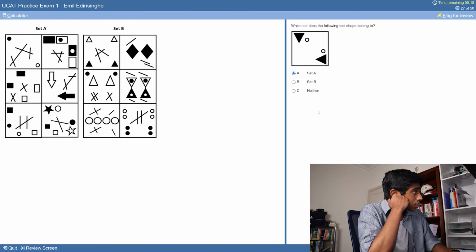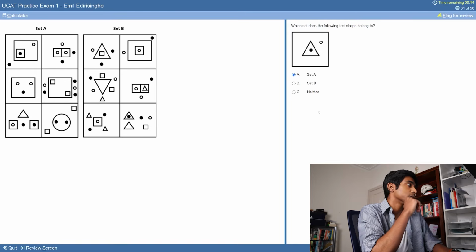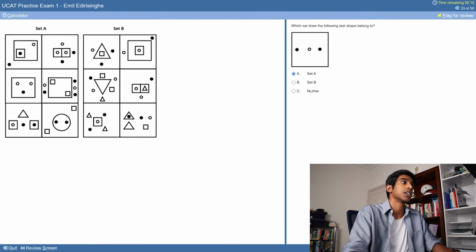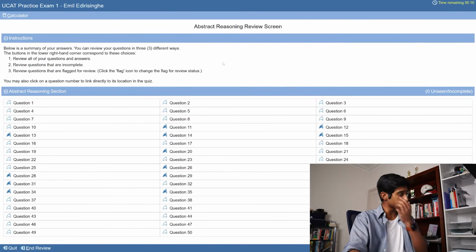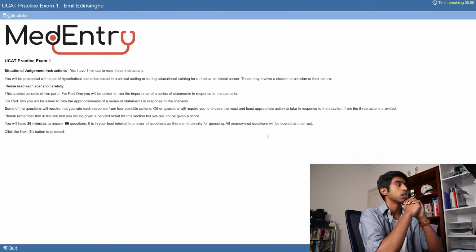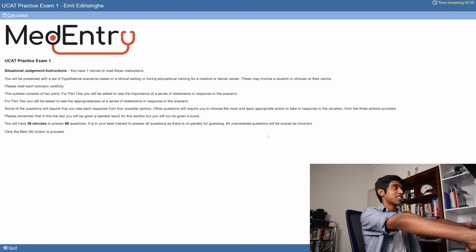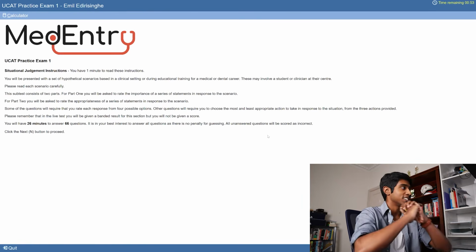I didn't get this one either. Some of these ones seem kind of easy, but I'm not really sure. I'm not sure I went with that one. I feel like I missed quite a few patterns, but it's all right. Okay, last subtest, situational judgment, on the home stretch, so that feels good.